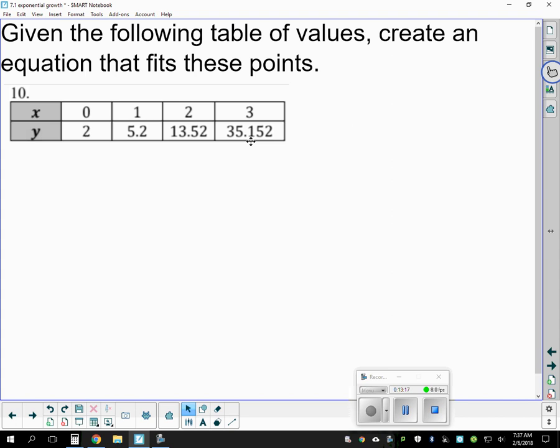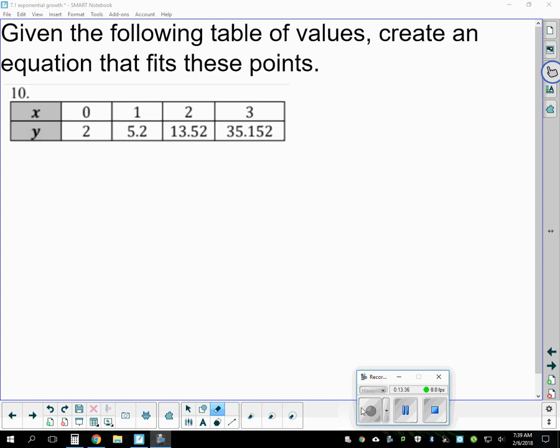Given the following table of values, create an equation that fits these points. Well, first of all, I shouldn't go straight to that. We want to look first and see if we're really exponential. Could we be linear? From here to here, we're adding 3.2, but we're certainly not adding 3.2 here. So we don't want to go with addition.